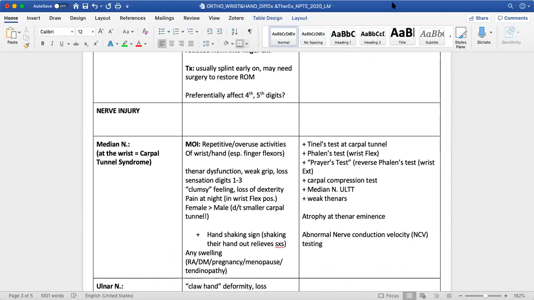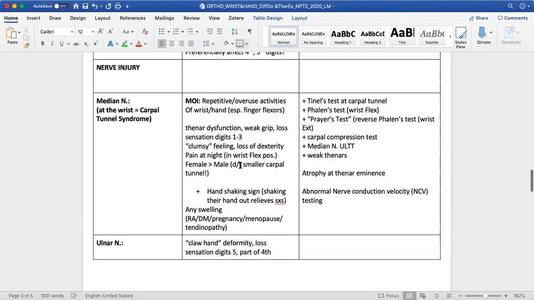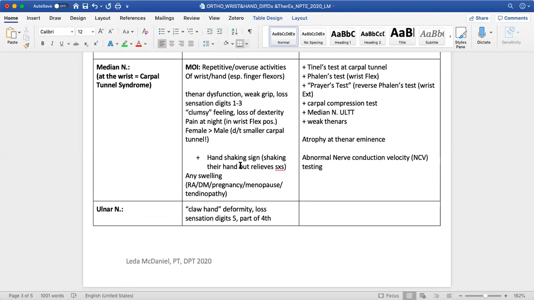Okay, so for nerve injuries, what we're thinking about are those 3 main nerves to the upper extremity. Median nerve, the diagnosis here we're thinking about is carpal tunnel syndrome. So the median nerve is compressed as it passes into the wrist at the carpal tunnel. Positive handshaking sign is very common, in which the individual actually shakes out their hand to relieve symptoms. Could see swelling, but it's less likely.